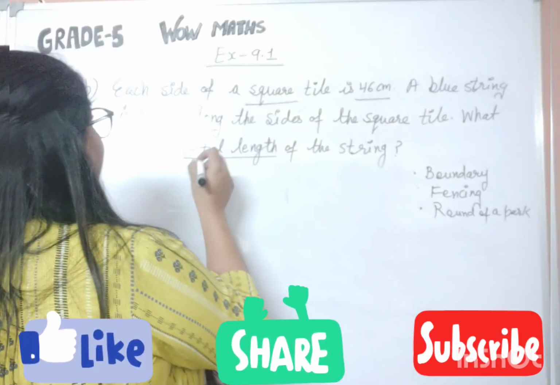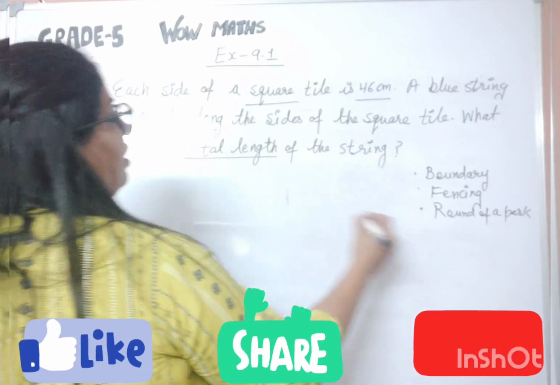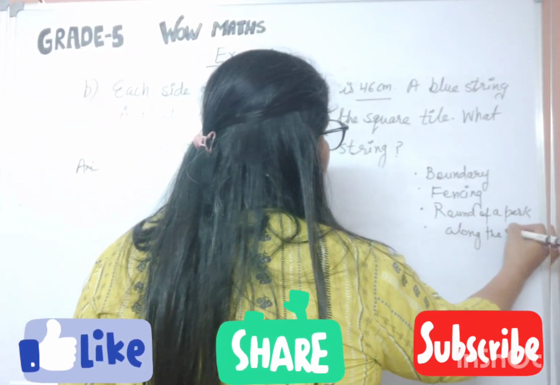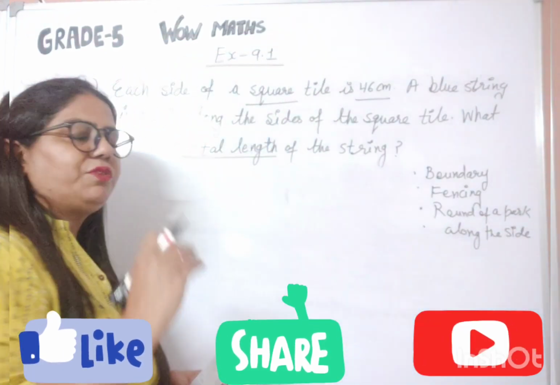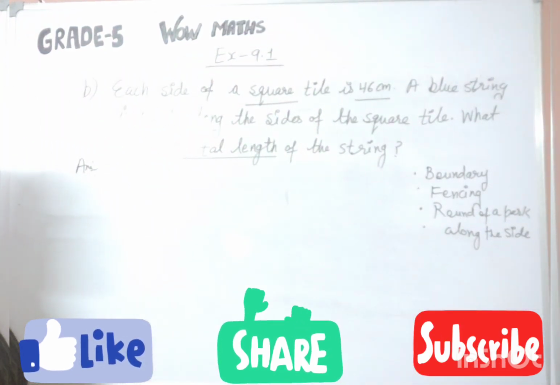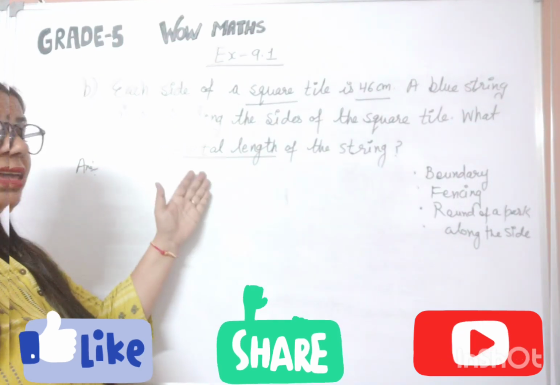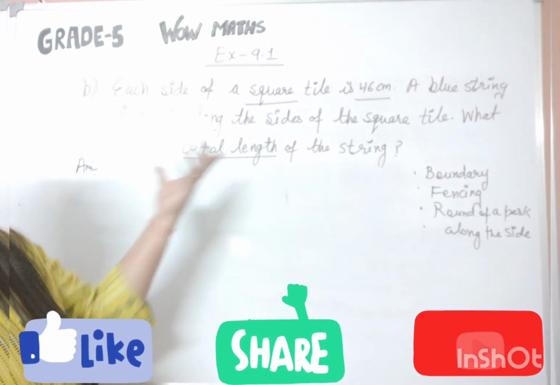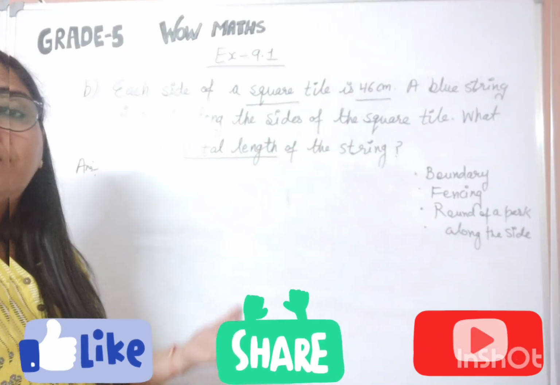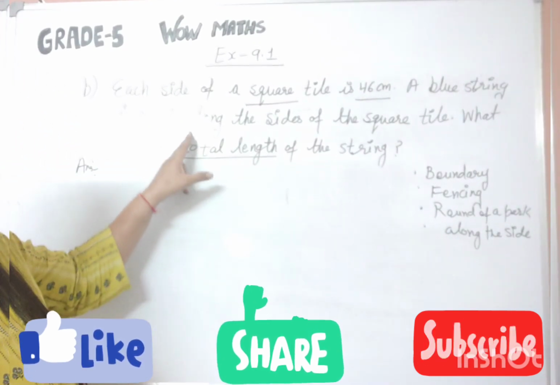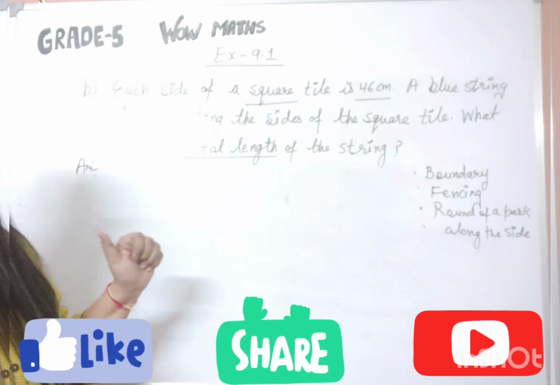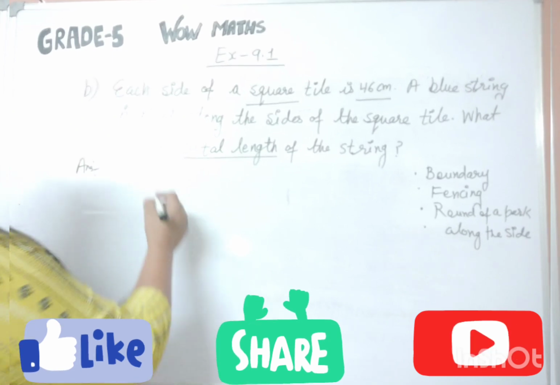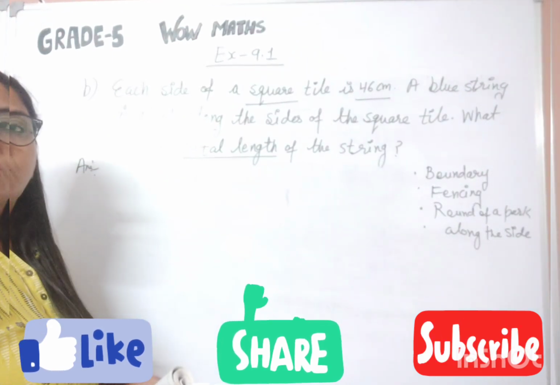Like in this question they have told you that they are placing a string along the side, meaning all around it. When four sides are mentioned, it means in that question we need to find the perimeter. Here they are not talking directly about the perimeter, they have asked for the total length of the string. Now how will we know that we need to find the perimeter? So they have given us the hint, we need to catch that hint. So what do we need to find in this question? Total length of the string means we are going to find the perimeter of that square tile.